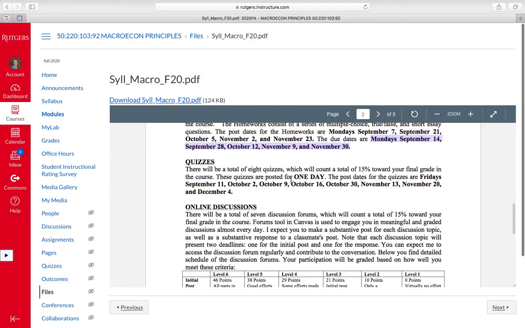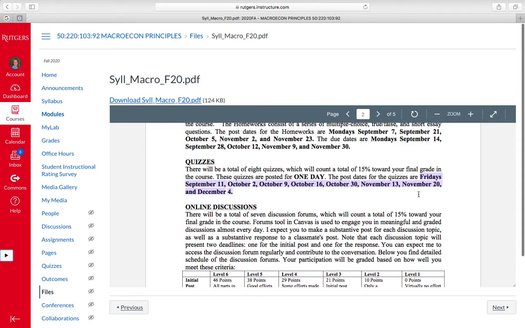The quizzes are just 1 day. These are just 1 day quizzes, and we have 8 of these. These are the posting and the due dates. Actually, the posting is the same as the due date. We have just the timing. So, for example, on September 11 or October 2nd or October 9, the quiz opens at 12 a.m. and closes at 11:59 p.m. And you have your window to do the quiz anytime through the 24 hours.